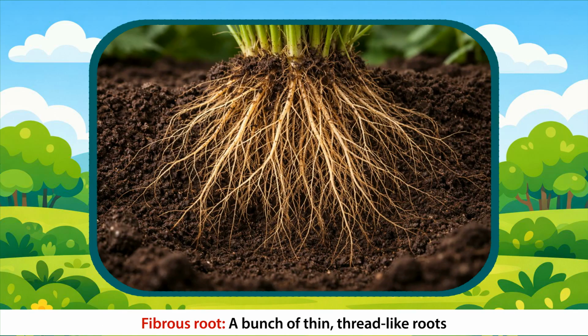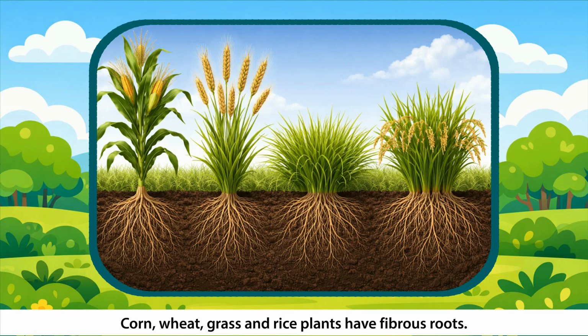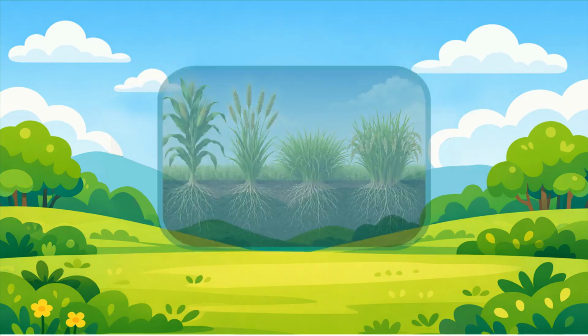Fibrous roots. A bunch of thin, thread-like roots that grow into the soil are called fibrous roots. These roots grow in all directions. Corn, wheat, grass, and rice plants have fibrous roots.